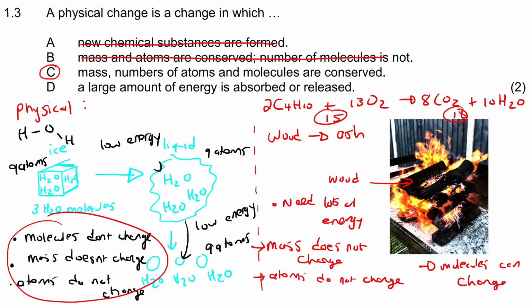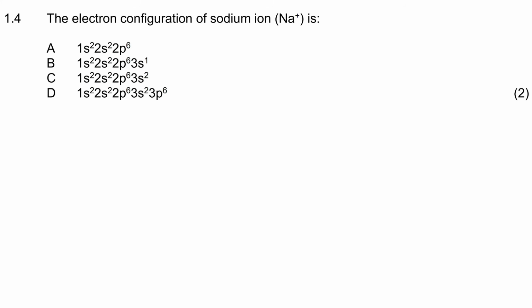So this one at B, sorry, that would actually be for chemical, because it says the mass and the atoms are not changed, which we said, and then the number of molecules is going to change. Well, it is not going to be conserved. So it means that these molecules are going to change, and so that would actually be a chemical reaction over there.